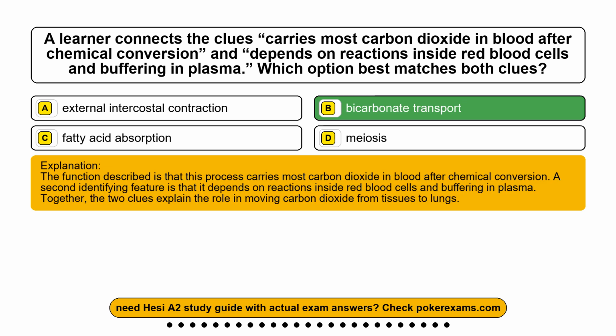The correct answer is option B, bicarbonate transport. The function described is that this process carries most carbon dioxide in blood after chemical conversion. A second identifying feature is that it depends on reactions inside red blood cells and buffering in plasma. Together, the two clues explain the role in moving carbon dioxide from tissues to lungs.